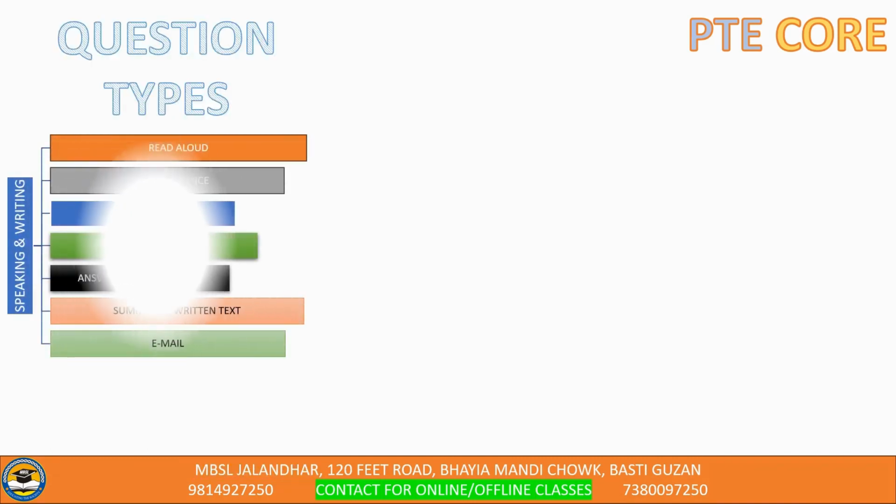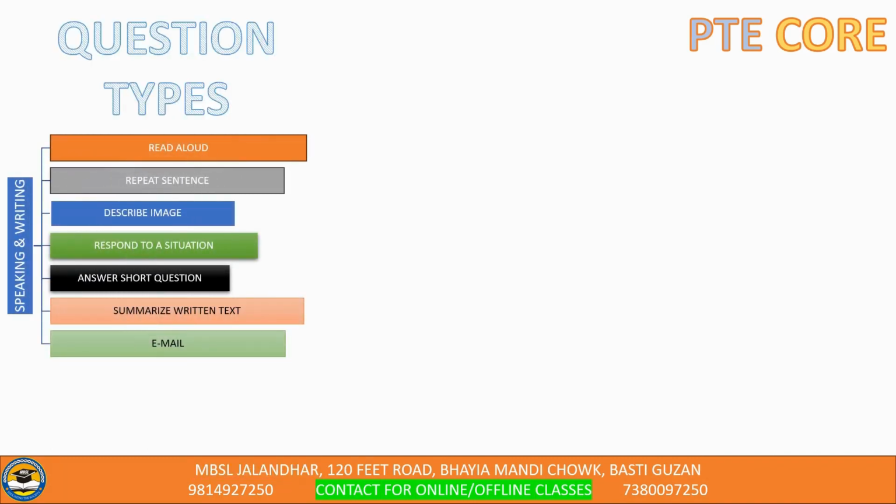First of all, let's see the question types. Speaking and writing are combined, so they have been put together. If we talk about speaking, there are 5 tasks overall: read aloud, repeat sentence, describe image, respond to a situation, and answer short questions. And summarize written text and email are there for your writing.